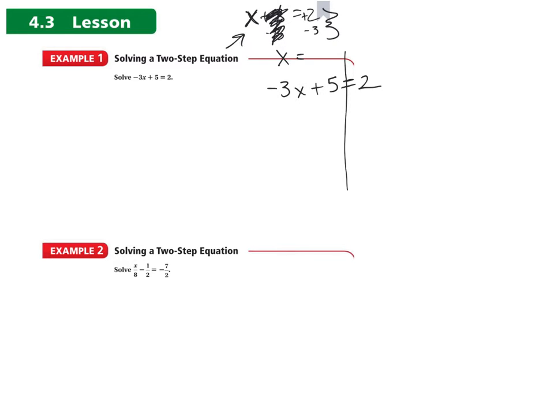Okay, so we've got this problem here. Let's take a look. We've got negative 3x plus 5 equals 2. I am immediately going to look at my variable. Now I've got this pesky negative 3 and this plus 5 that I need to get rid of to have an x by myself. That's the whole point. I want to get x by itself. So which one do I do first? And the answer is you always take care of the constant first.